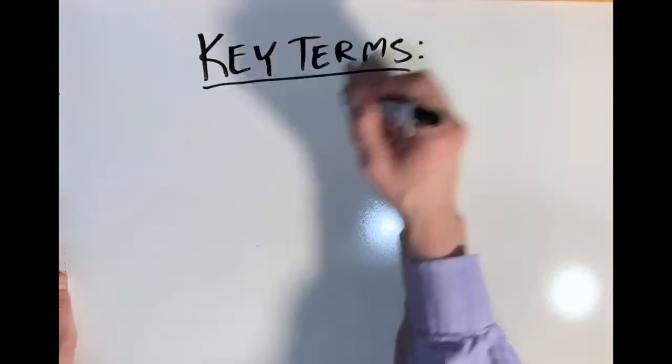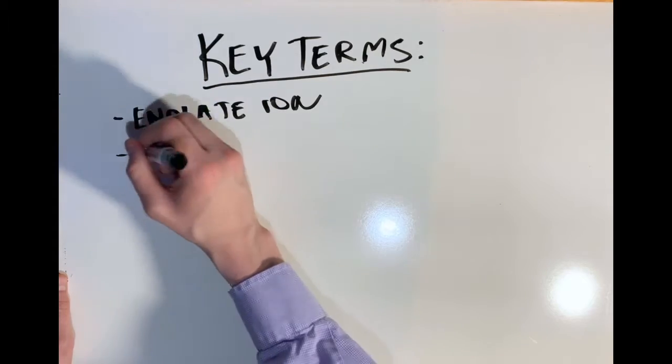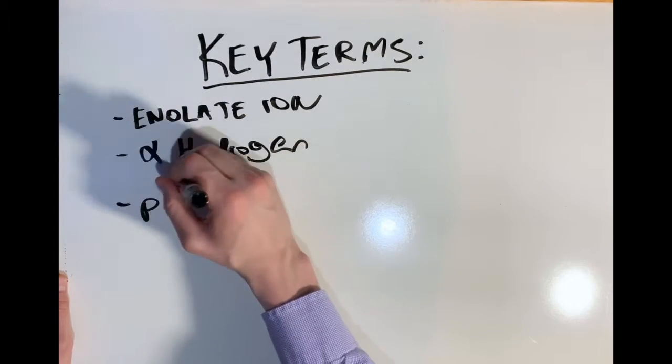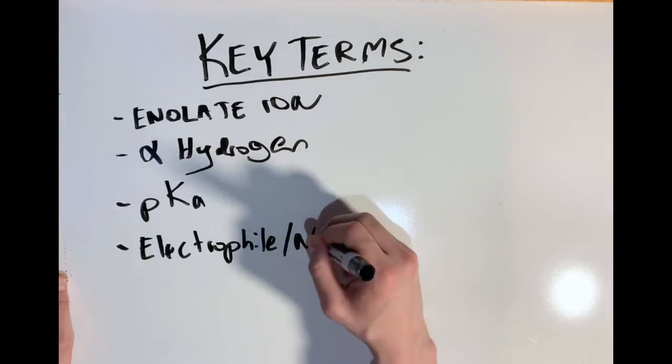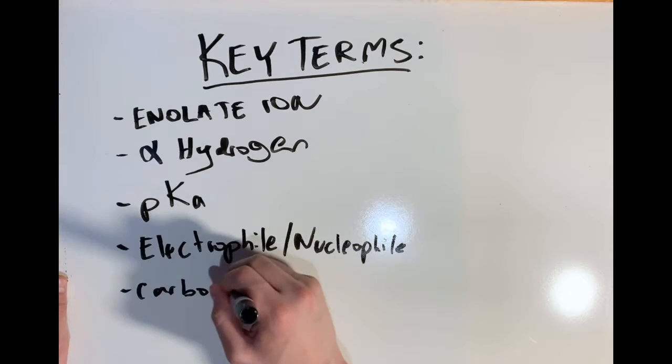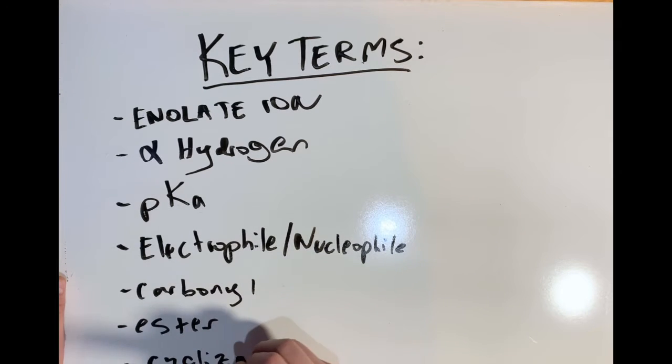Now before we go any further, let's first talk about some key terms that you'll need to know when discussing these reactions. I'll define them over the course of this presentation. These terms involve the enolate ion, alpha hydrogen, pKa, the difference between an electrophile and a nucleophile, carbonyl groups, an ester, and cyclization reactions.